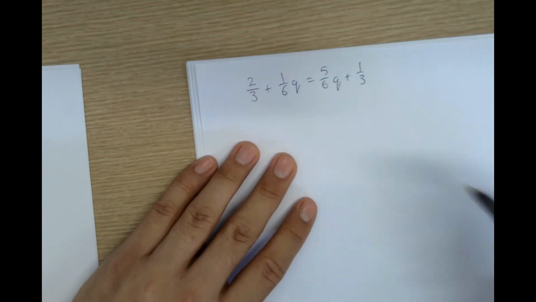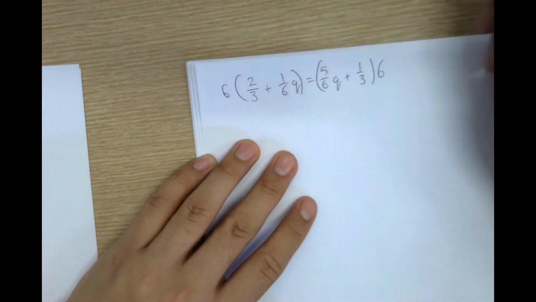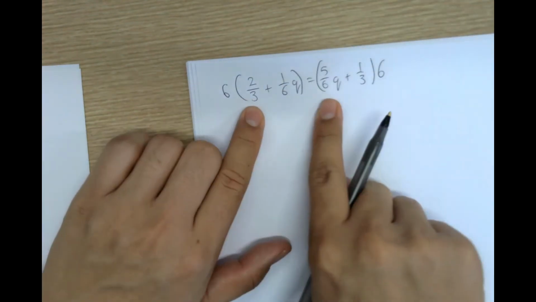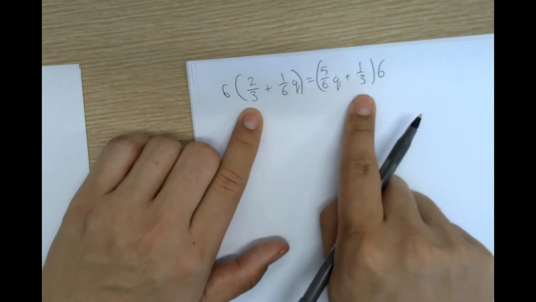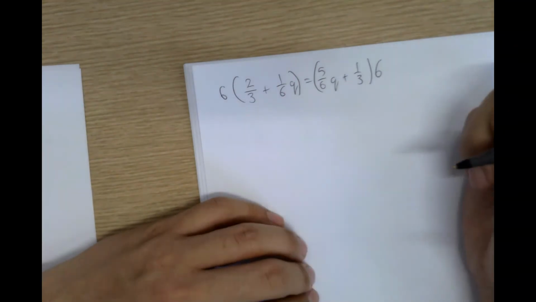So as an example, we're going to multiply everything by 6. The 6 is going to multiply the 5/6, the 1/3, the 2/3, and the 1/6. So I'll answer questions at the end.